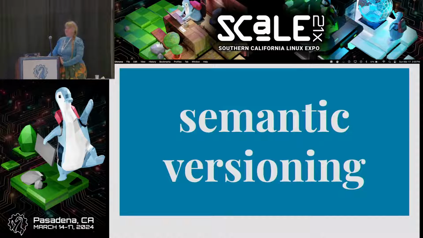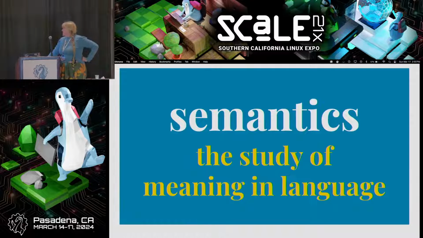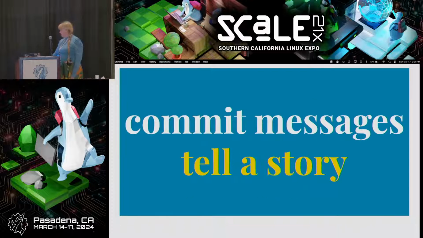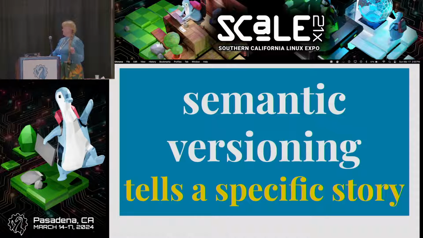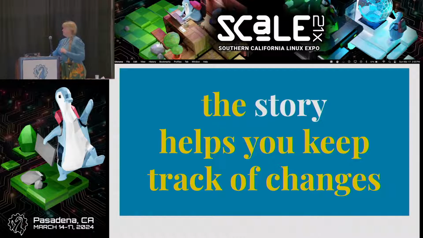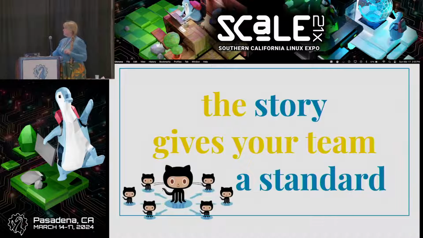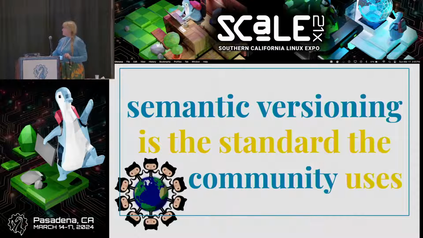Semantic versioning. Who uses semantic versioning here? Pretty much everyone, right? Because it is a standard. The word semantics is singular, but it looks plural, right? It is the study of meaning in language. Commit messages tell a story. Semantic versioning tells a very specific story. The story helps you keep track of your changes and gives your team a standard to work with when you're doing your versions. Semantic versioning is the standard that the community uses all over the world. SemVer was proposed a long time ago, I don't know exactly when.